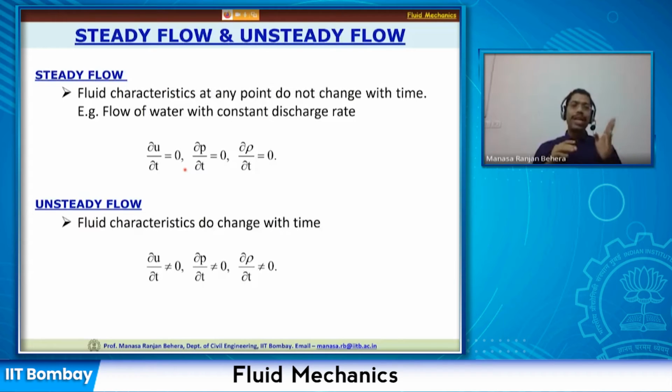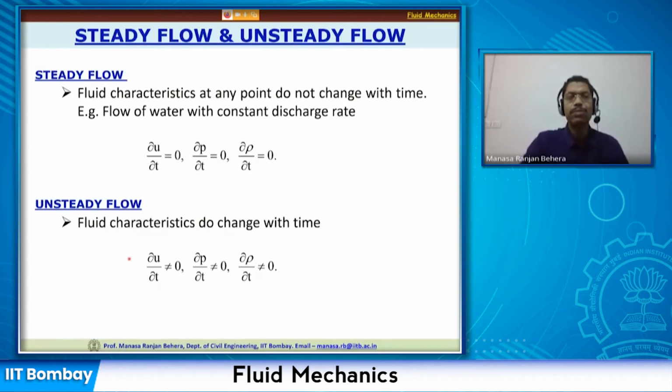That means du by dt is equal to 0. Pressure is not going to change with time: dou p by dou t is equal to 0. Density is not going to change with time: dou rho by dou t is equal to 0. So for a steady flow, there is no change with respect to time. Anything you take the derivative of with respect to time is 0.